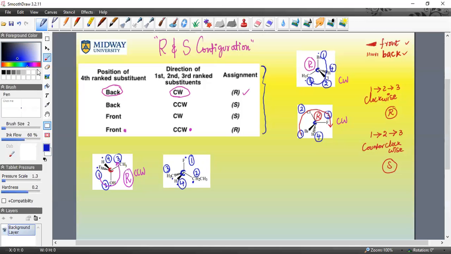Now connect your 1, 2, and 3. There's only one way you can connect them. 1, 2, and 3, that's clockwise, right? There's no way you can connect it counterclockwise. There's only one way, either clockwise or counterclockwise. There are no exceptions to that. So it's clockwise, and your 4th substituent is in the front, so this is an S. Does that make sense? So this is how you assign R or S.